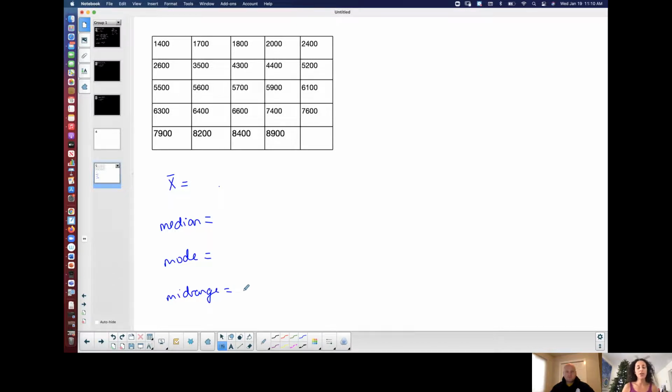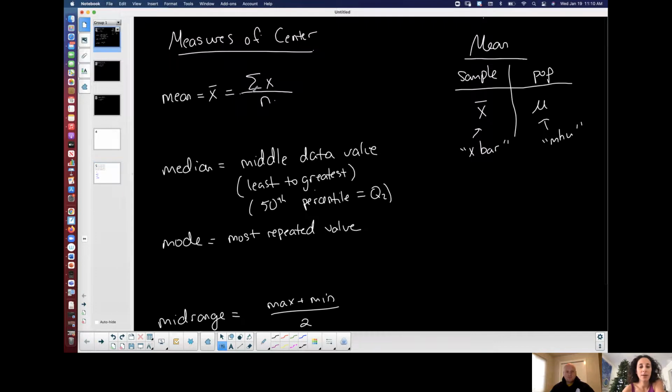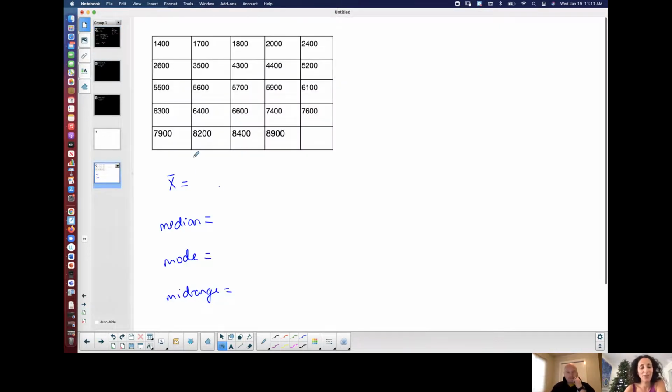So let's start with the mean, which we know we take the sum of all the data values and divide by n, which is the total number of data values. That's like your sample size. So I'm going to take the sum of all these, 1400 plus 1700, all the way down to 8900. Add them all up, and we'll do it together. And divide by how many we have, 1, 2, 3, 4, 5, 10, 15, 24. Total of 24 data values. So that's my n in this case. n is 24 data values.